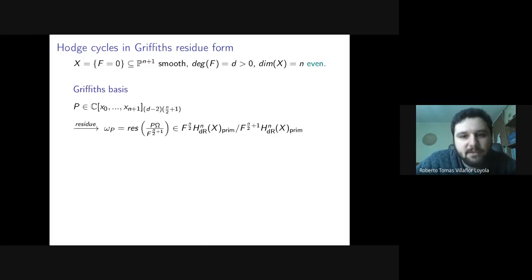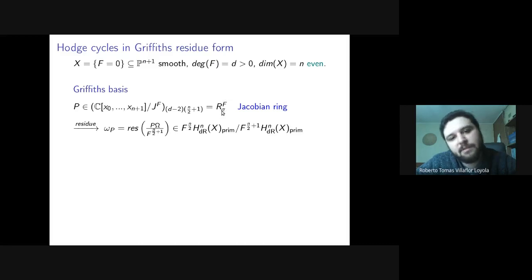by the next part of the Hodge filtration, the kernel of this map is exactly the Jacobian ideal of F, right? So the polynomials that are going to this part of the filtration are exactly those polynomials which belong to the Jacobian ideal. And so we have a correspondence between a homogeneous degree sigma part of the Jacobian ring and the primitive part of the middle part of the Hodge decomposition of X. Okay, in this sense.